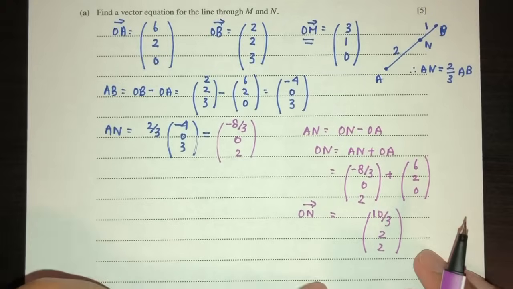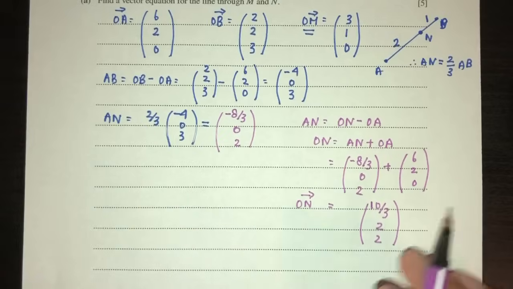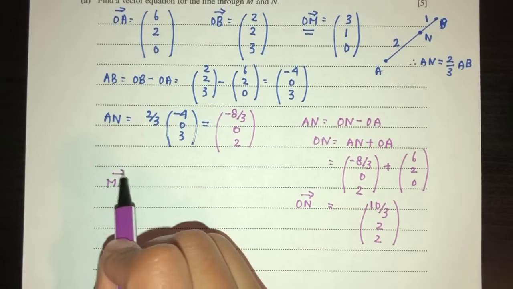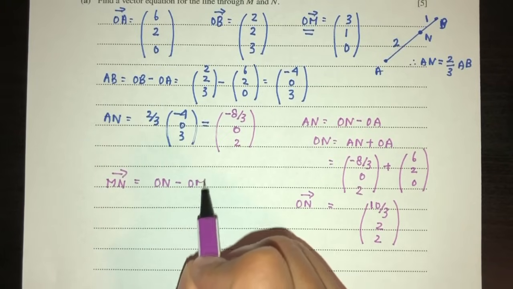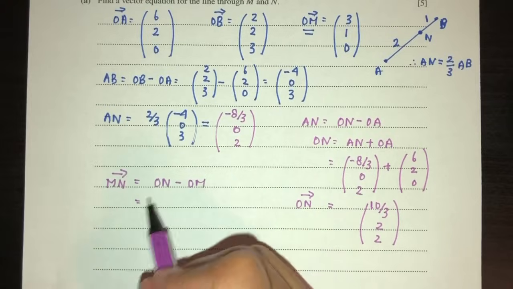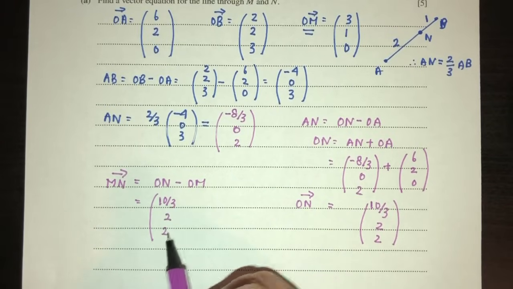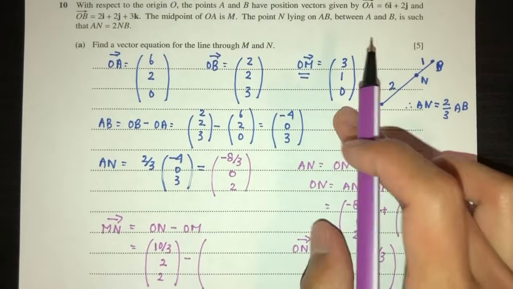Now you have to find the vector equation for the line through MN. To find the line through MN, we first have to find the direction of MN. So direction will be ON minus OM. ON is right here, which is 10 over 3, 2, 2, minus OM, which is here, 3, 1, 0.